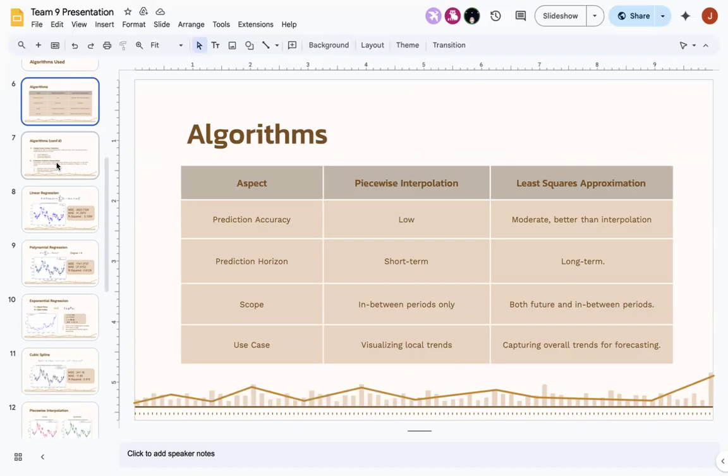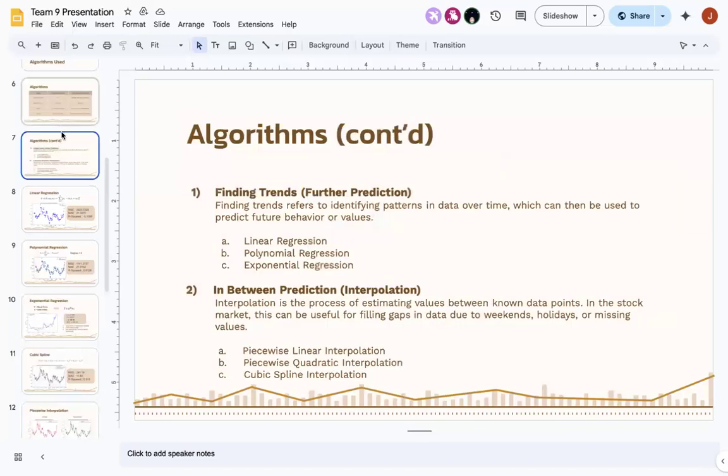For comparing between these two approaches, we can say that interpolation is mainly used for short-term in-between prediction, giving low prediction accuracy, and is used with sharp transitions between the data. On the contrary, the least square is used for getting the overall trends of the stock prices, with the ability for long-term prediction, decreasing the mean square error and yielding better accuracy.